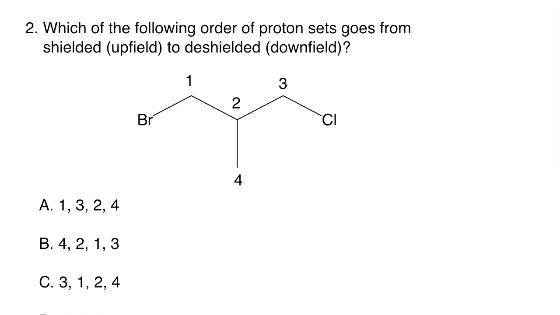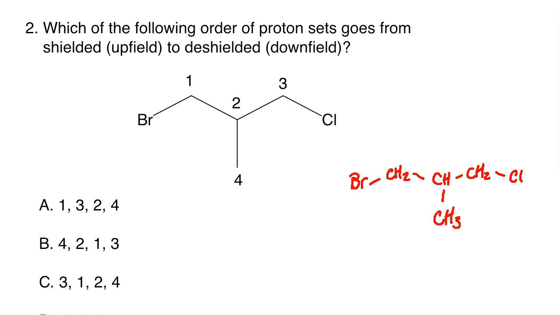So question 2 says, which of the following order of proton sets goes from shielded upfield to deshielded downfield? So we want to take a look at this in a little more detail. I'm going to draw this out with some explicit protons shown. So this is a CH2, this is a CH2 here, here's the chlorine, and then down here we have a CH3.